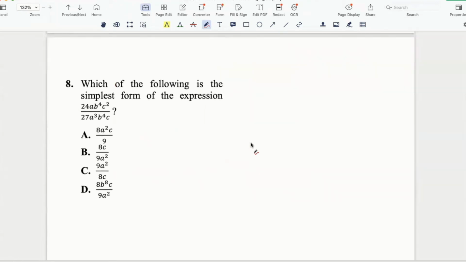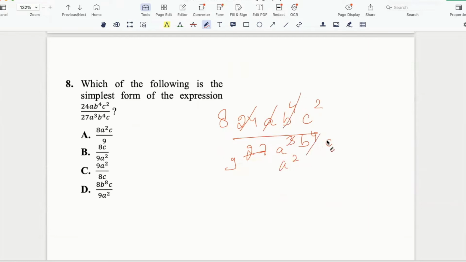Which of the following is the simplest form of this expression? 24a b⁴c² divided by 27a³b⁴c. So 3 into 8, 3 into 9. This will remain a² here. The b⁴ and the b⁴ will cancel and this will just have c here. So we'll have 8c by 9a², 8c by 9a², option B.